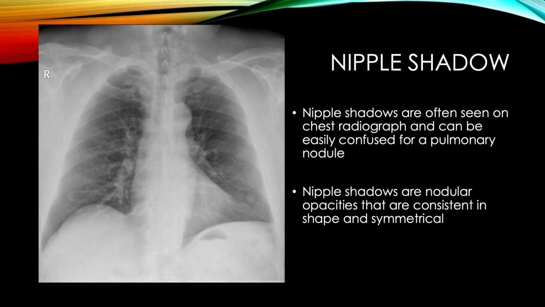Nipple shadows are often seen on chest radiographs and can be easily confused for a pulmonary nodule. Nipple shadows are nodular opacities that are consistent in shape and symmetrical.